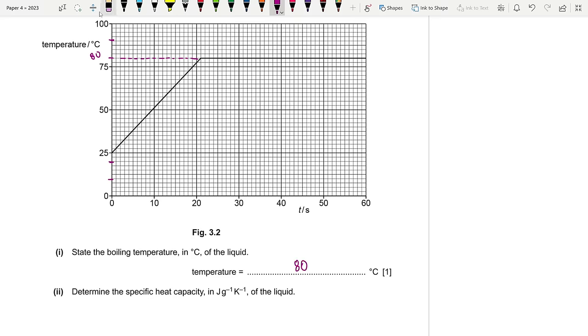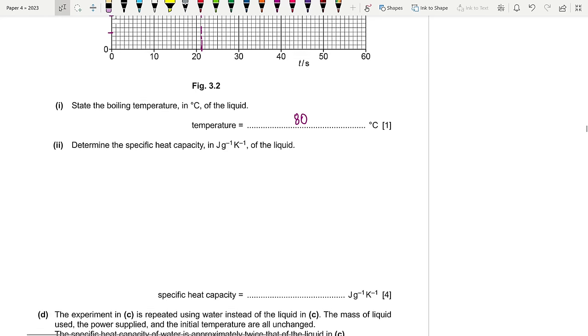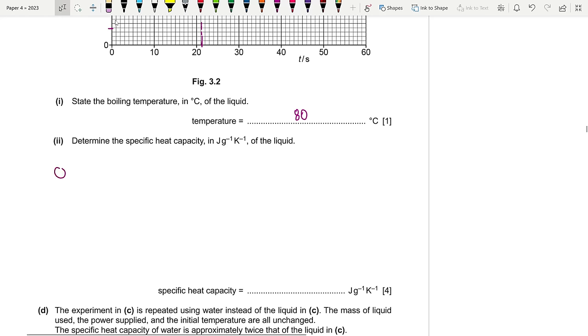Determine the specific heat capacity of the liquid. So we can actually use this information that for the first 21 seconds, the temperature increased from 25 to 80. So we are going to use the formula Q is equal to MC del theta. So C is equal to Q divided by M del theta.